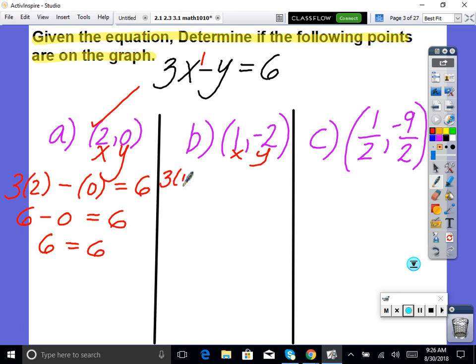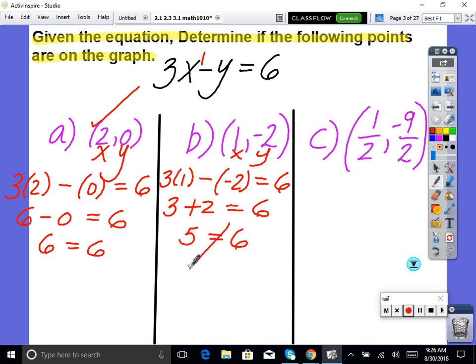Okay, let's look at this xy point, plugging it in. So we would have 3 times 1 minus parentheses -2 equals 6. So that's 3. Then this becomes a plus 2 equals 6. Isn't that 5 equals 6? It doesn't equal 6. Therefore, if we graph it, this would not be a point on the graph. Make sense?